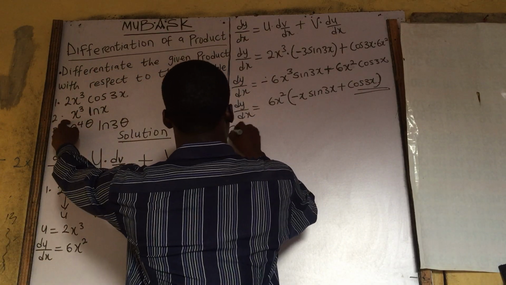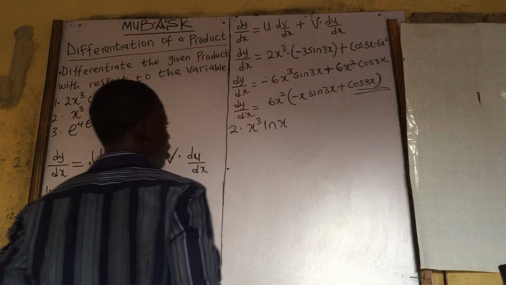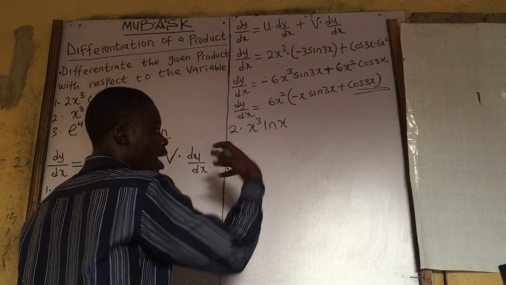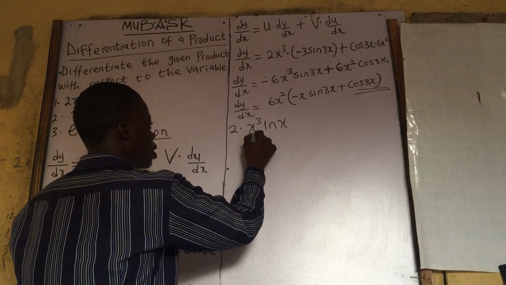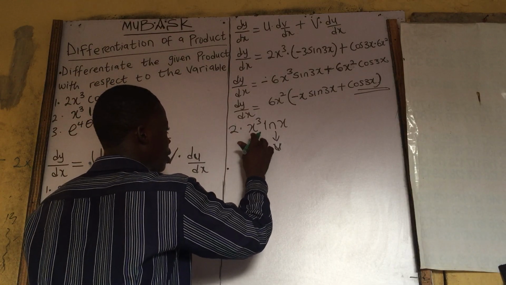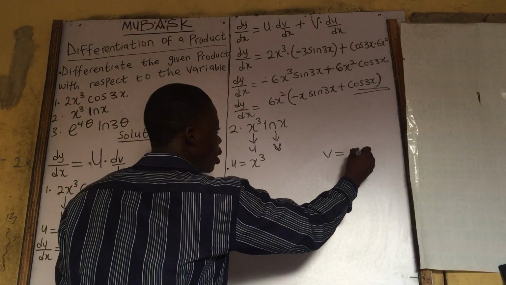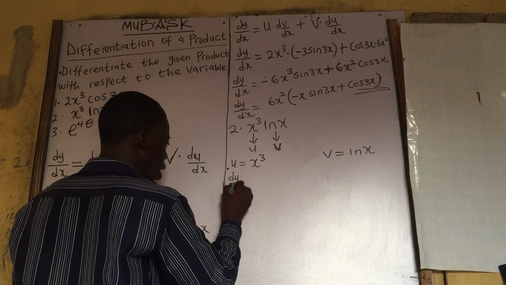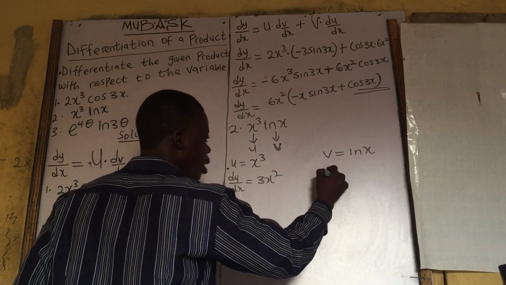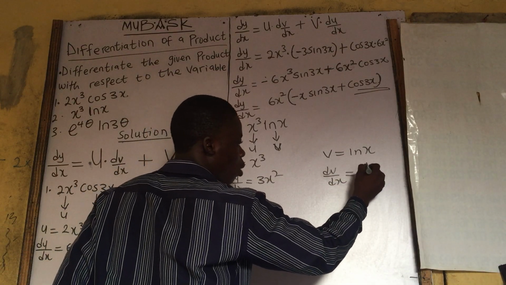Question 2: x cubed ln x. This also is totally different. They are giving us algebra, while ln x is totally different. That means our u is x cubed and our v is ln x. Now since u equals x cubed, while v equals ln x, du over dx, by differentiating, gives us 3x squared, while dv over dx gives us 1 over x.